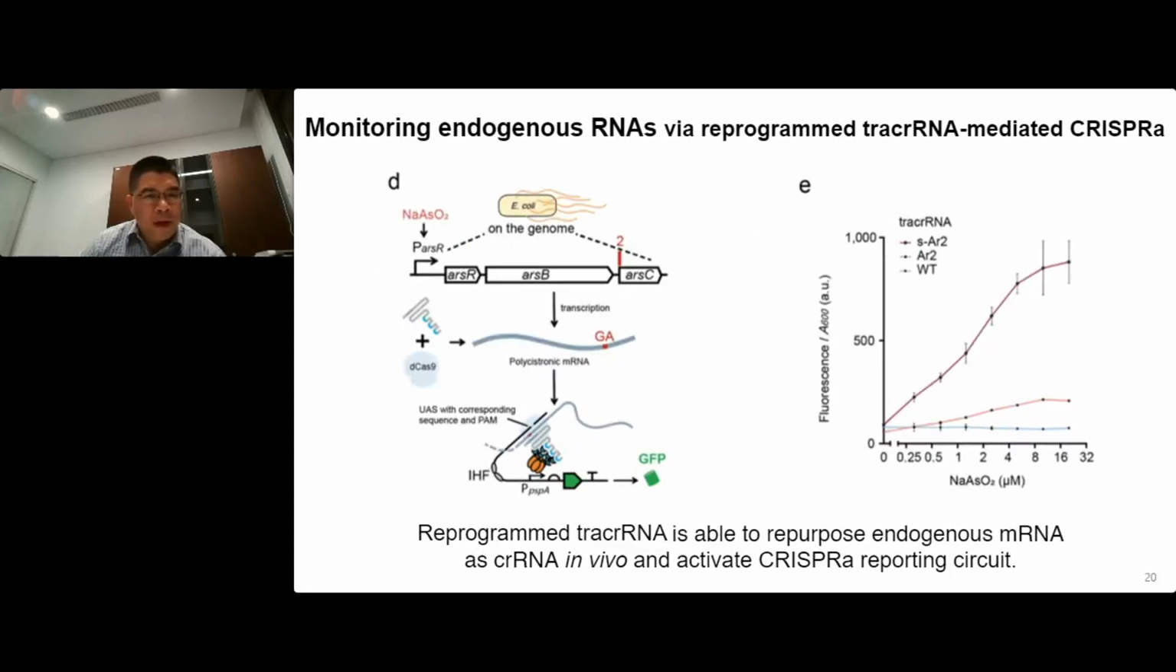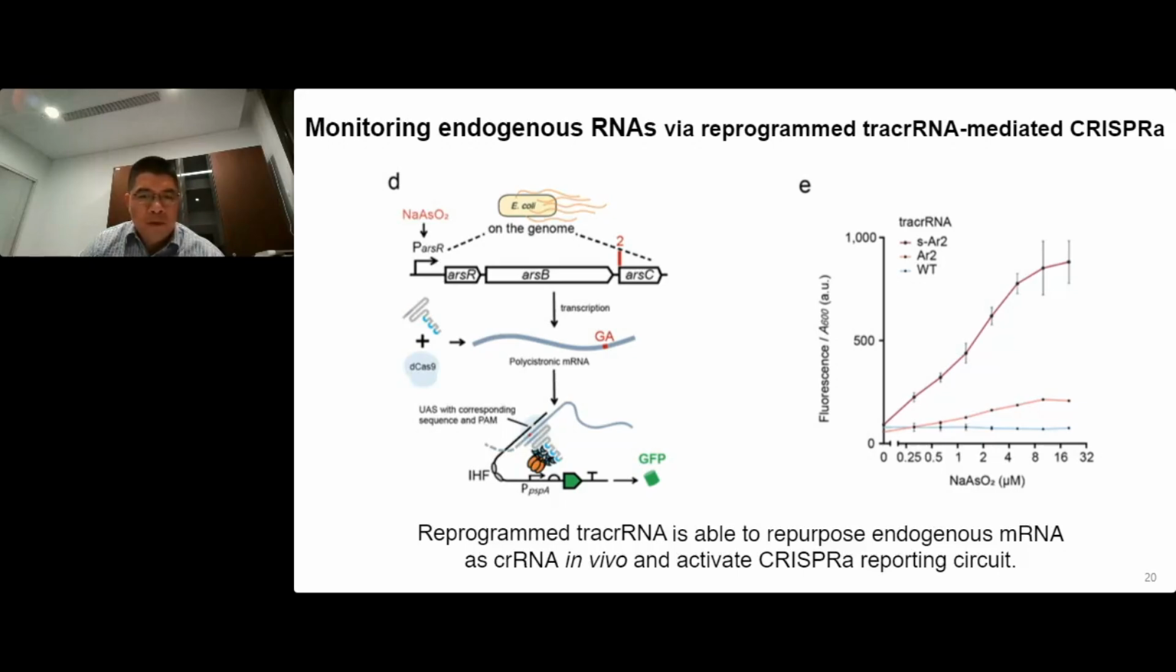Next, we would like to see if we can also monitor endogenous RNA produced from the cell genome using our reprogrammed trans-acting CRISPR RNA-mediated CRISPR-A circuit. Here we chose the arsenic-responsive pathway in the E. coli genome. This comprises the arsenic-responsive operon. We can produce this polycistronic mRNA in response to sodium arsenite added to the medium. And similarly, we designed a reprogrammed trans-acting CRISPR RNA that can recognize a region on the mRNA of this arsenic-responsive operon.